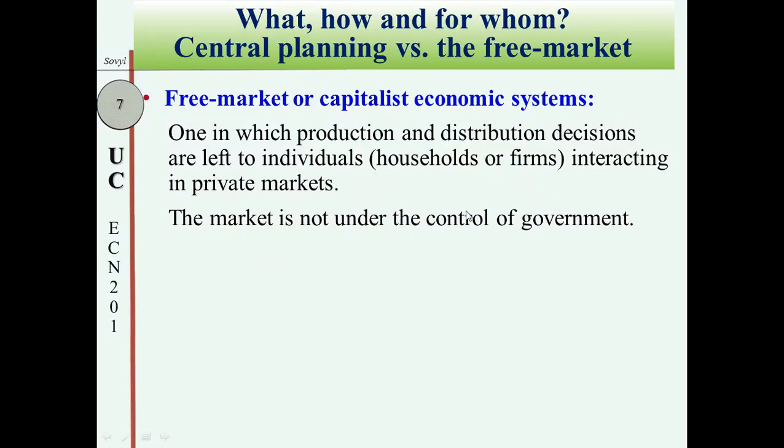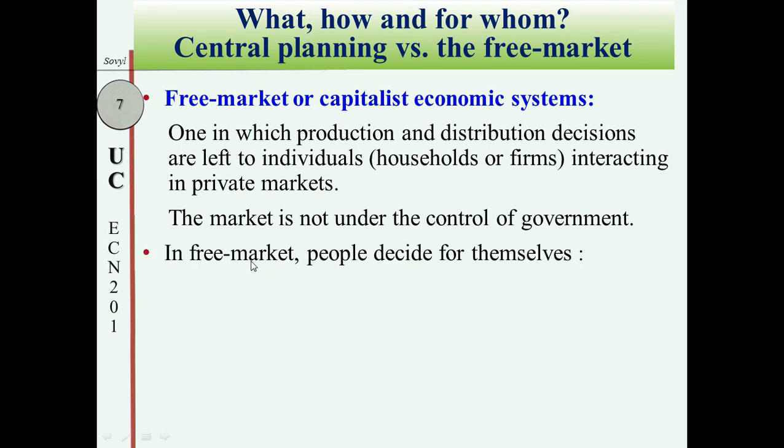In the centralized system the government controls everything, but in this one, the government is out of control. Who controls? Who decides? Households can decide by themselves. Firms can decide by themselves. Households own their resources. Firms own their resources. Government is out. When talking about a market, we're talking about buyers and sellers. That's why buyers have their own resources. Sellers also have their own resources. They work together in the private markets. So the government is out of control.